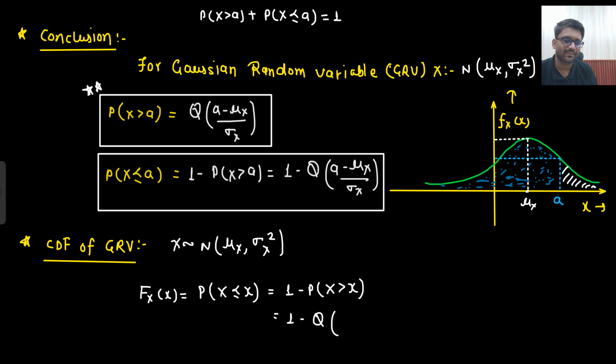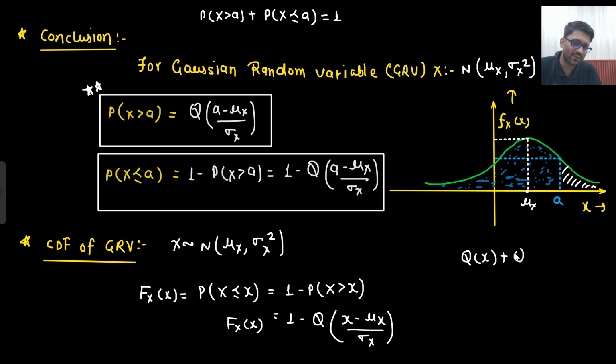Q of (x minus mu x) divided by sigma x. Right? X greater than a would be Q of (a minus mu x) divided by sigma x. So x greater than small x would be Q of (x minus mu x) divided by sigma x. So this is your Fx of x. Do you remember one thing? Q of x plus Q of minus x is equal to 1.